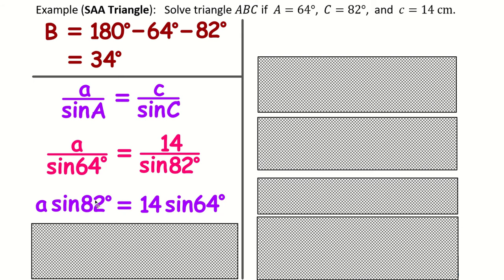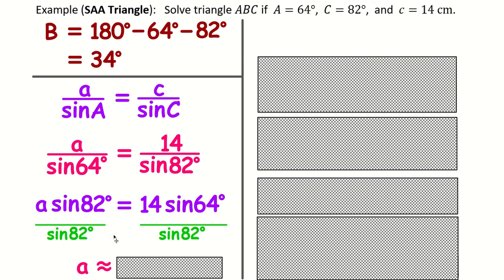Because if you round this and then you round this and then you're doing operations with rounded numbers, your final answer might be a little bit off of what it could have been. So in the interest of being as accurate as possible for our final answers, let's avoid rounding. So leave it like this. And then the last thing we've got to do in order to solve for little a is what? Divide both sides by the sine of 82.